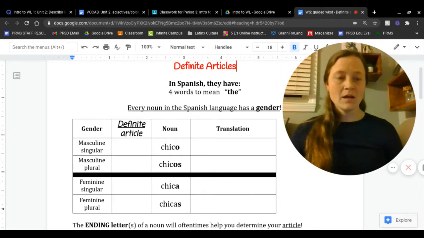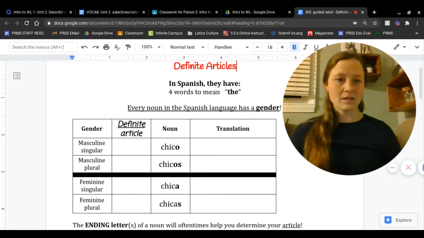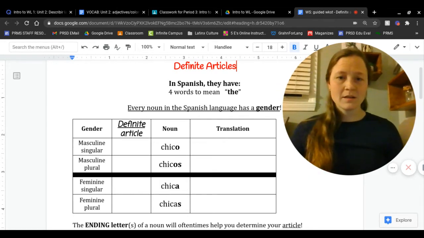And on this assignment, you're going to have your own version of this document that I'm filling in. So you'll fill in the document and do the activities that are on the document as well. So we're going to get started.